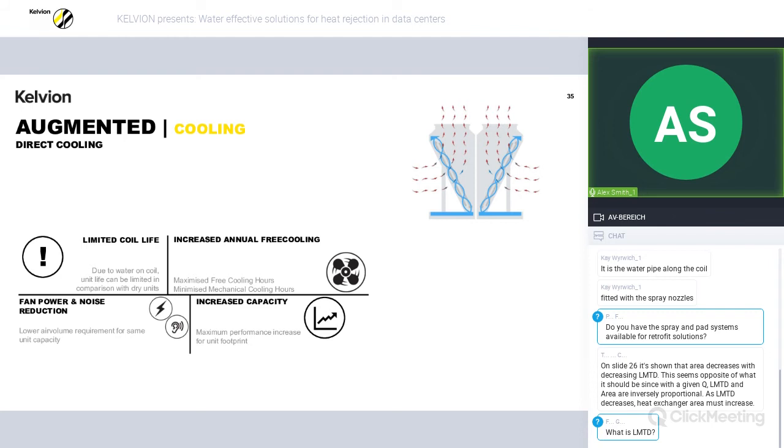So, for instance, we were looking at a data center project in India, and one of the only ways that we were able to effectively cool that process was with an augmented solution. And I think you'll probably see this branch out into other areas, especially as people look for new innovative methods of free cooling.